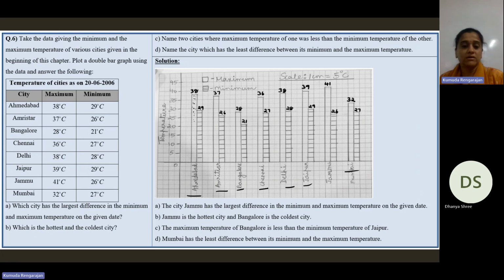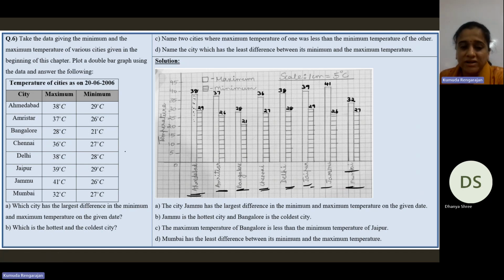This data is about Ahmedabad. This is Amritsar, Bangalore, Chennai, Delhi, Jaipur, Jammu, and Mumbai. The first rectangle of these cities should have the same pattern. The second rectangle of these cities must have the same pattern, but different from the first one.